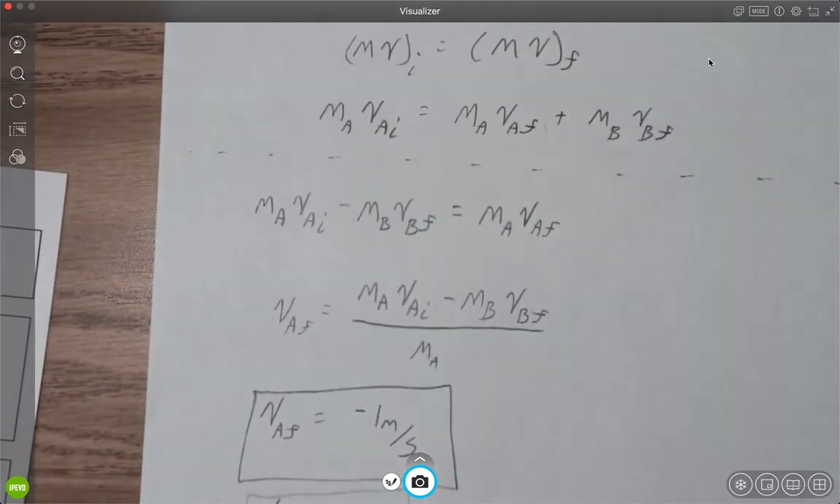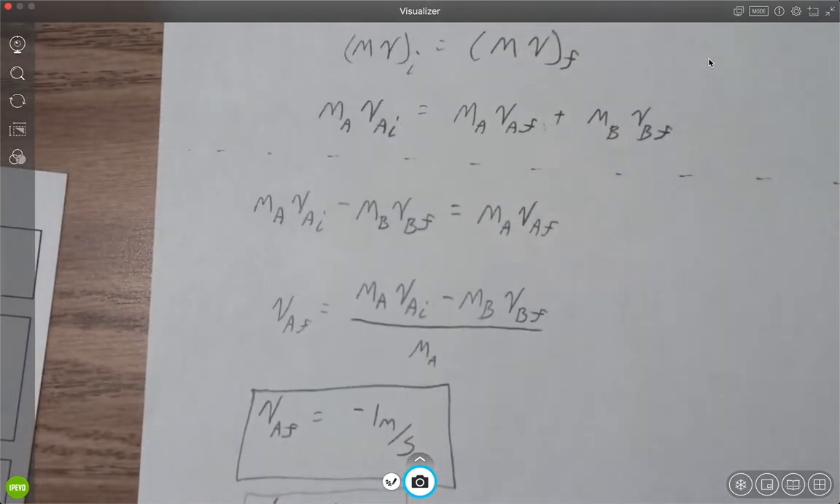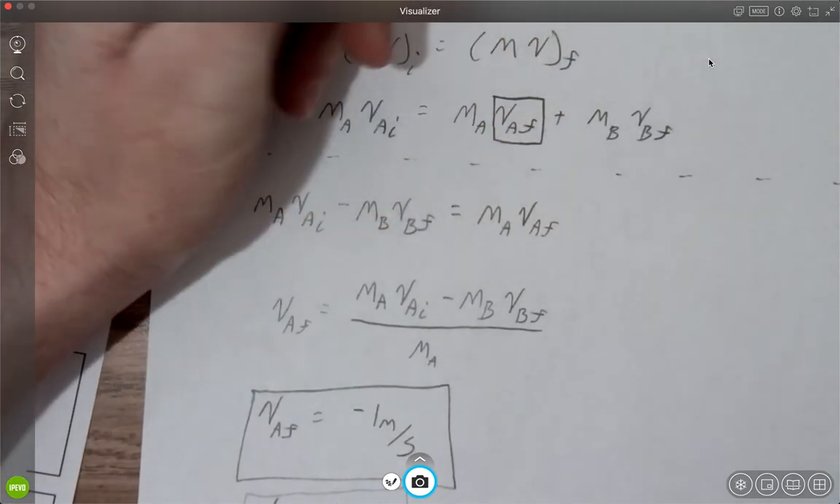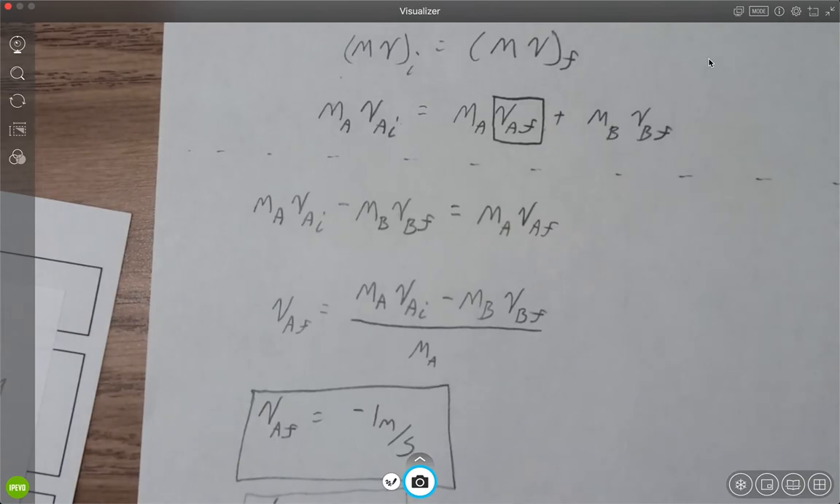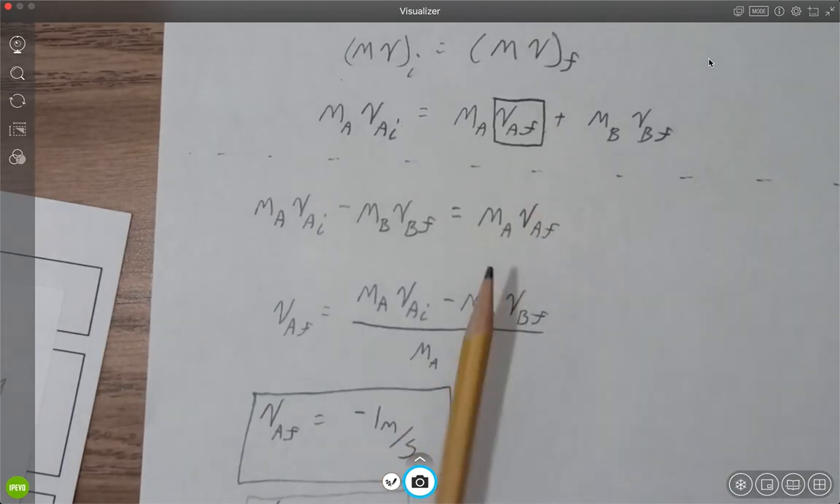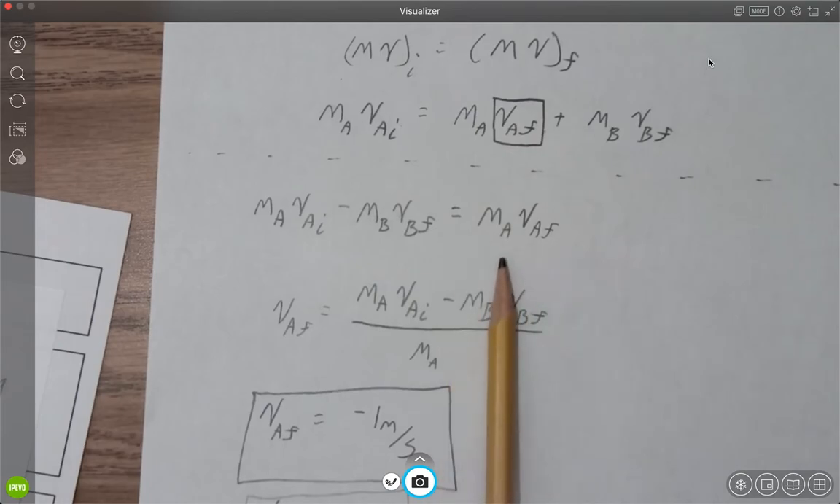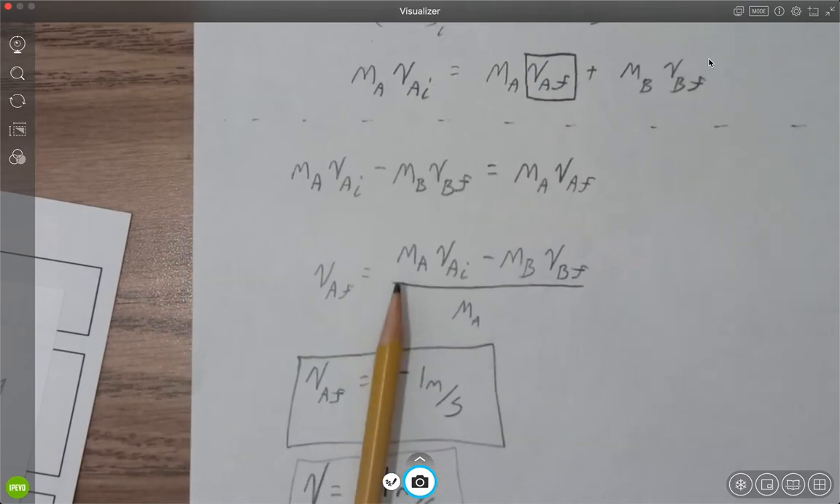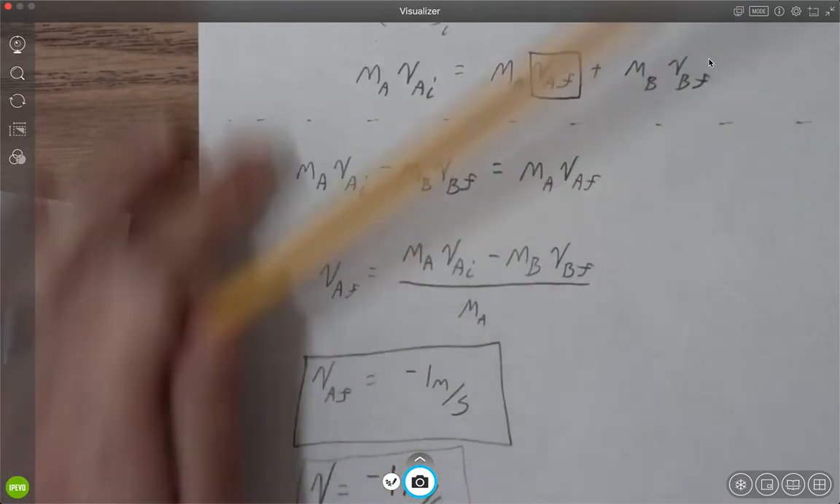So once again, what are we trying to find? We're trying to find the velocity of the first boat or boat A. So I try to make it clear what it is that we're trying to solve for. So by solving for that, move everything to the other side, including the mass, and then you just type in those variables just like how we had, and it gives us negative 1 meter per second.